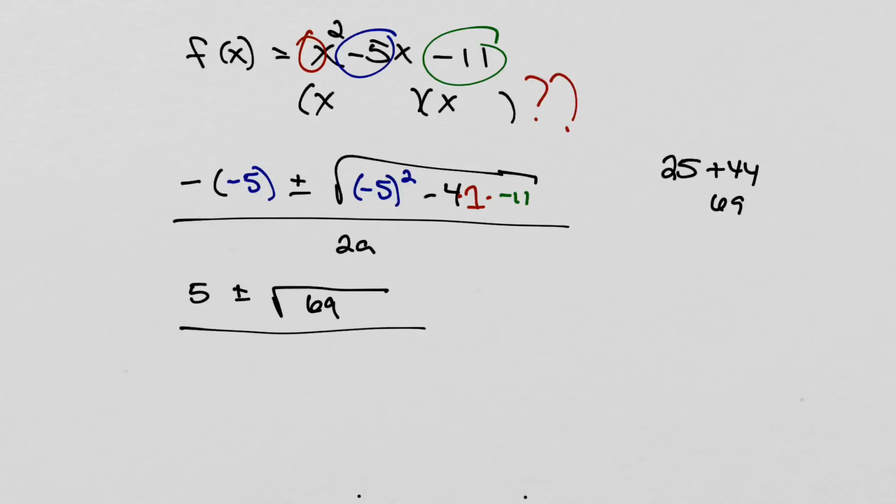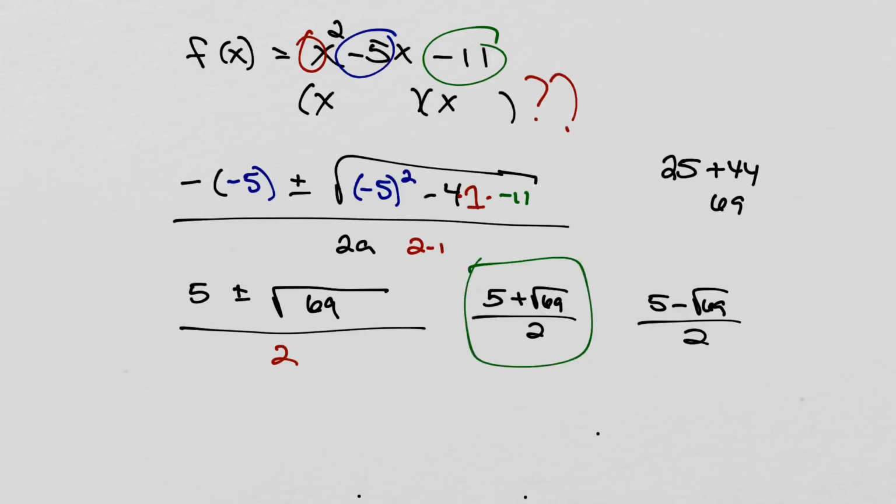All over 2 times a, which, if you remember, should be 2 times 1. So that gives me a 2 down there. The square root of 69 really doesn't factor nice and neat. It's between 8 and 9, but it doesn't come out very cleanly, so let's just leave it like that. So the two answers here are 5 plus the square root of 69 over 2, and 5 minus the square root of 69 over 2. And these are my two solutions.